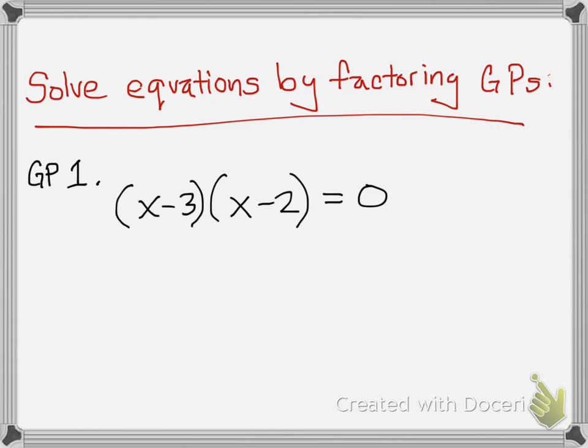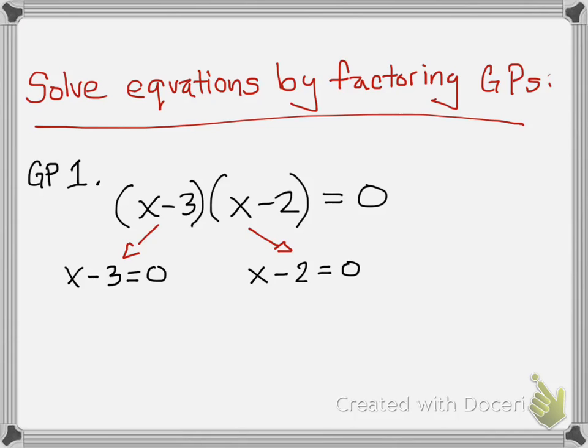So x minus 3 times x minus 2 equals 0 shows two binomials that are being multiplied by each other that equal 0. In order for this to be a true statement, one or both of these binomials must equal 0. Something times something equals 0, one has to be 0. So our procedure is to take each of those binomials and set them equal to 0.